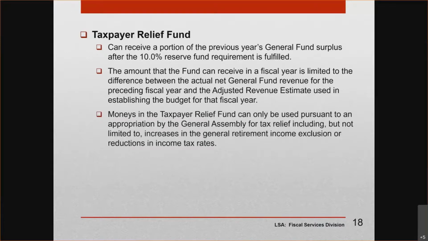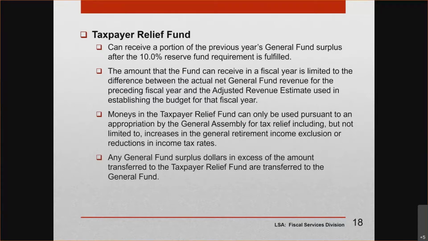Monies in the Taxpayer Relief Fund can only be used pursuant to an appropriation by the General Assembly for tax relief. And the code says, but not limited to, increases in the general retirement income exclusion or reductions in income tax rates. The Taxpayer Relief Fund's predecessor, Taxpayer Trust Fund, used to have a tax credit associated with it, but that went away when the fund was replaced with the Taxpayer Relief Fund. Now any dollars in the Taxpayer Relief Fund have to be appropriated by the General Assembly. If they aren't appropriated, they will sit in the fund.